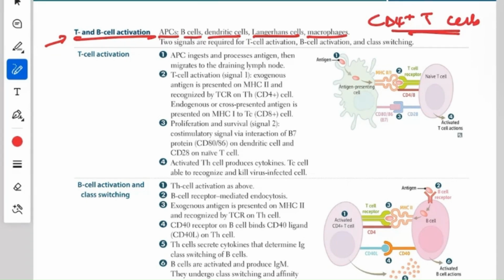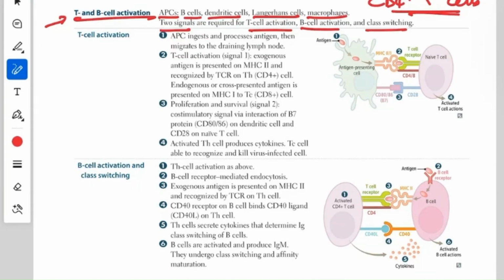Now look at this information here. They say two signals, very important. Two signals are required for T cell activation, as well as B cell activation and class switching. We'll get to these concepts. So for T cell activation, look at what's going on here.